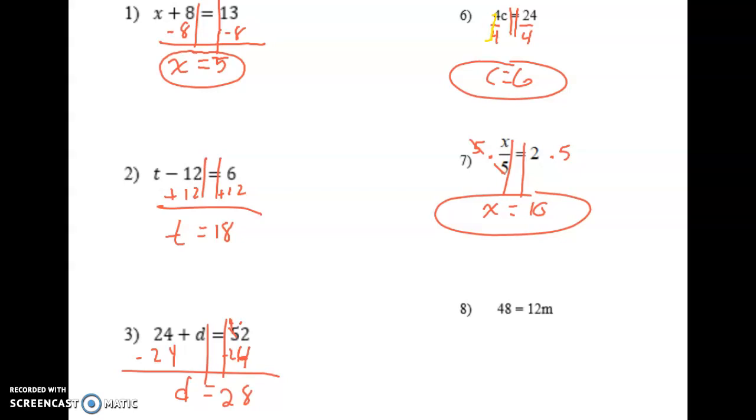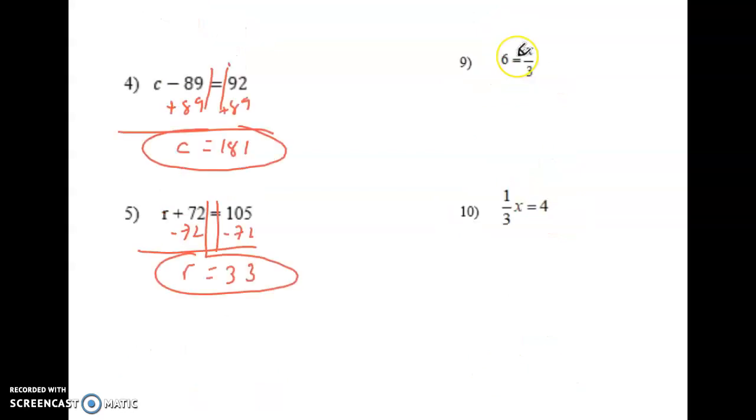Number 8, 48 equals 12 times m. Put my wall there. All right, what's the opposite of multiplying by 12? Dividing by 12. Doesn't matter what side it's on, it's whoever's with the m. 12 divided by 12 is 1, so I'm left with 1m equals 48 divided by 12 is 4. So m equals 4.